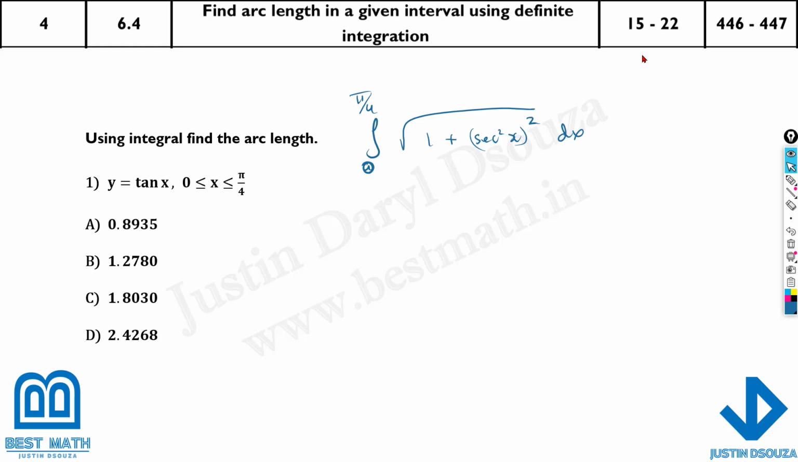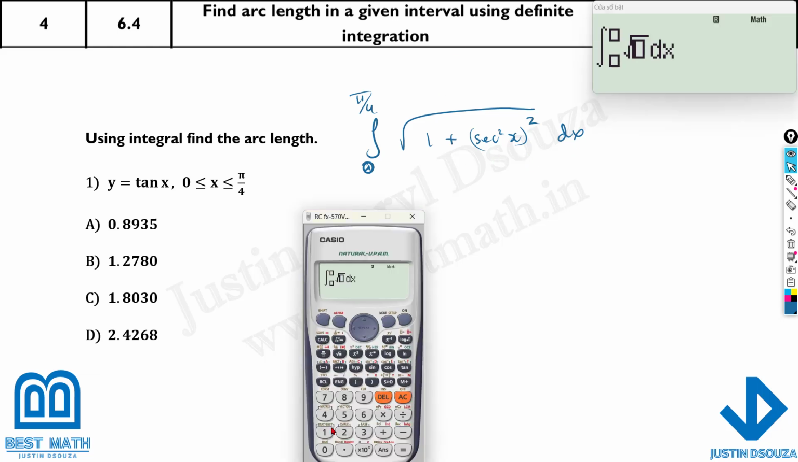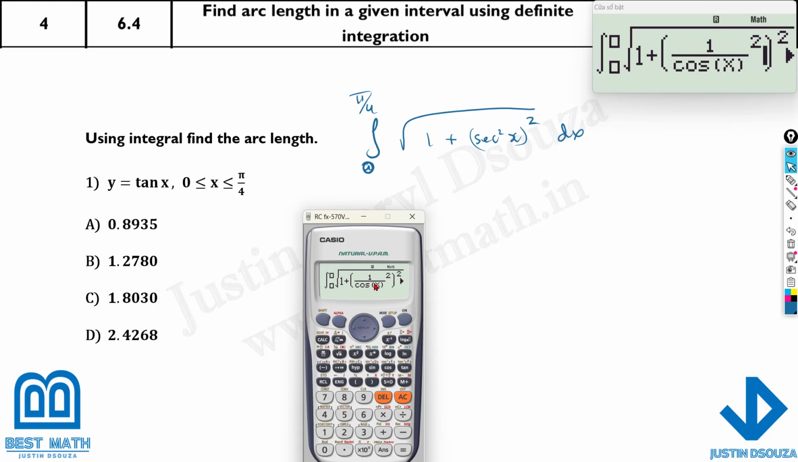So let's use our calculator now. You have to press the integral, square root, 1 plus, use the bracket here because we're using secant squared, the whole square. You don't have the option for secant squared. You know secant is equal to 1 by cosine. So what we do is 1 by cosine x, close the bracket. Now you can square it inside. This which I squared inside is for 1 by cosine x the whole square. So let me put the brackets properly.